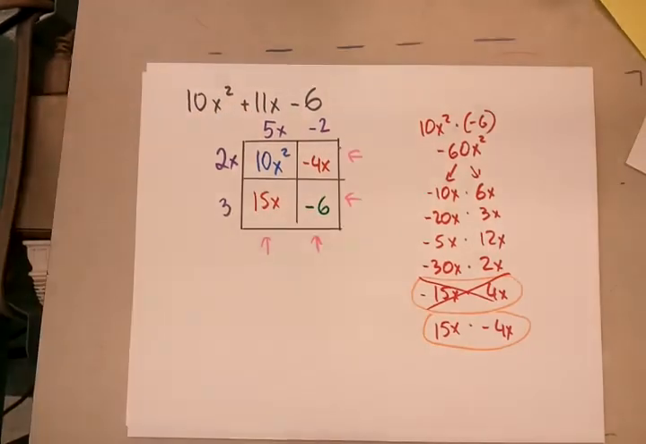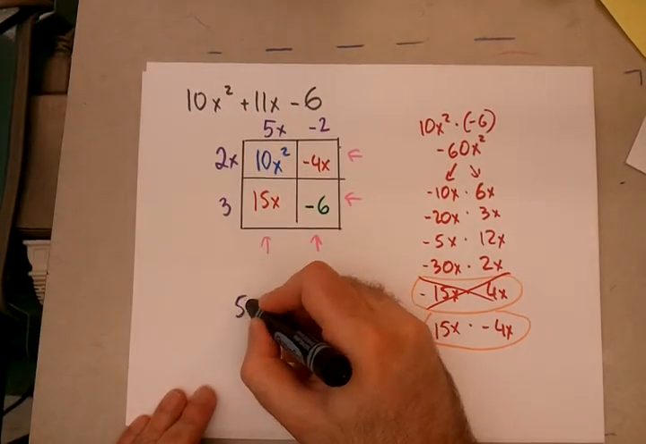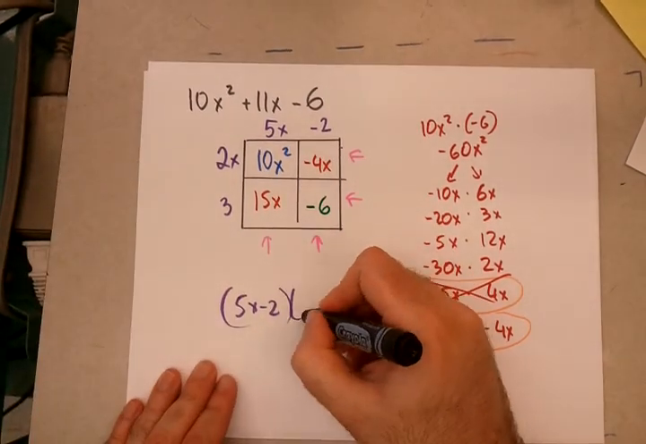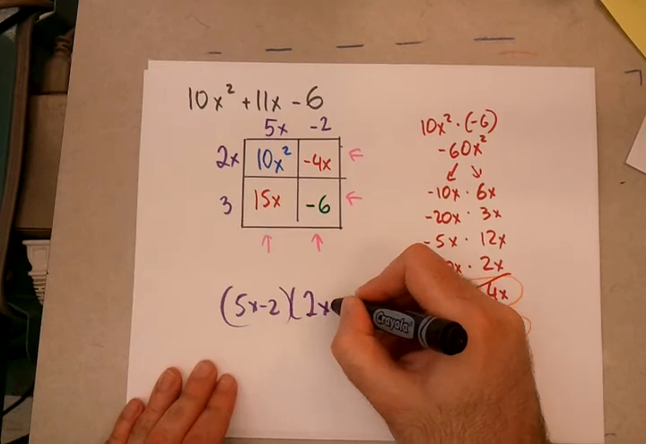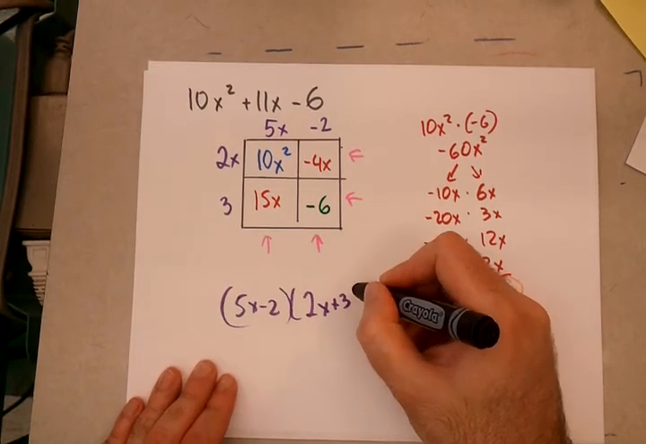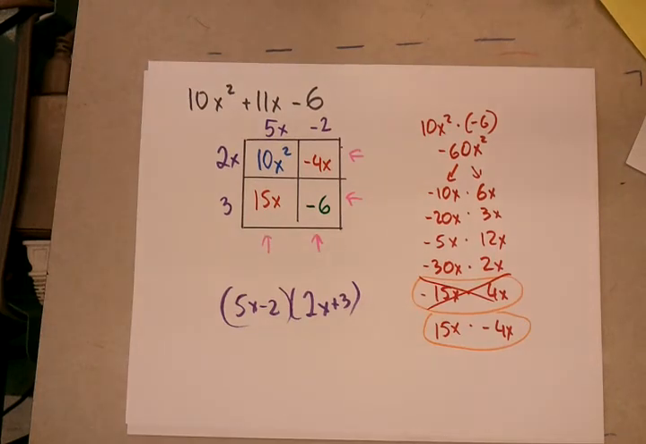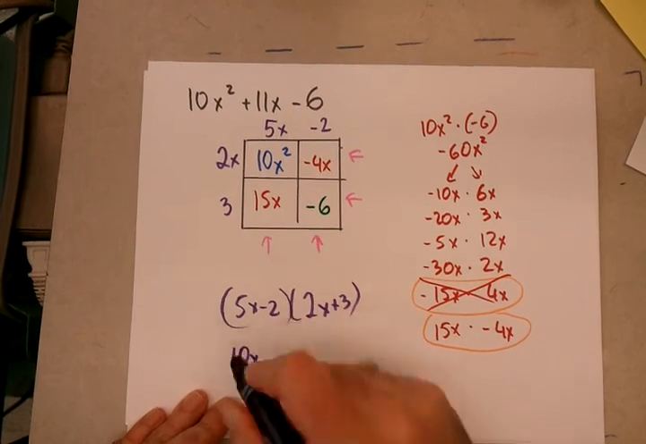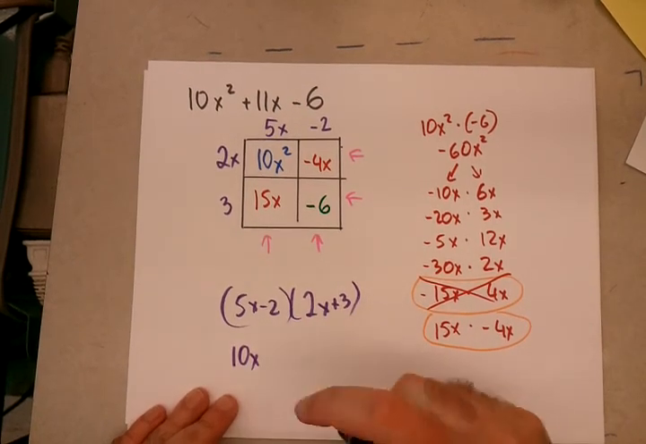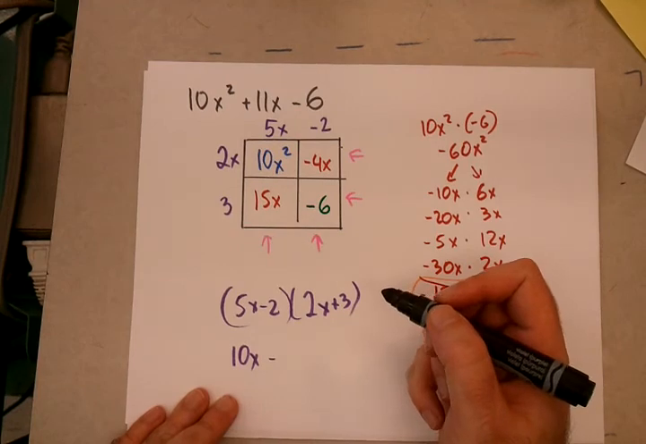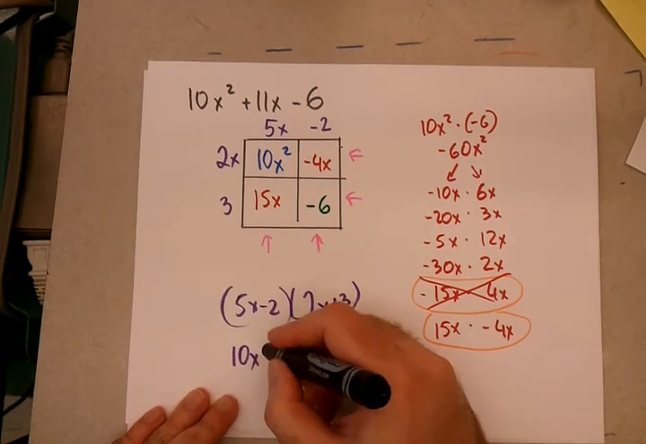You take the top, make a parenthesis out of that, 5x minus 2. You take the sides, make a parenthesis out of that. And you're done. If you were to FOIL this out, 5 times 2x is 10x. 5x times 3 is positive 15x. Oh, sorry, 10x squared.